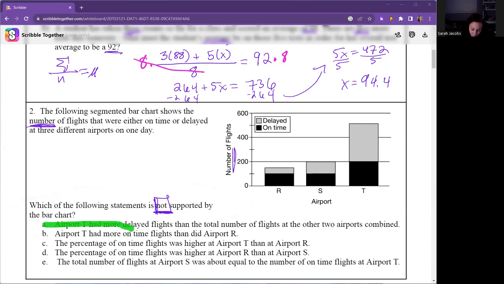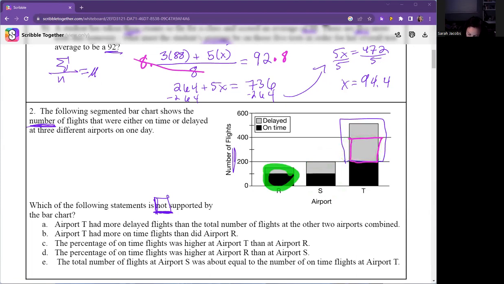Airport T had more delayed flights. Okay, so the delayed flights are this gray. So that's here, delayed flights. Then the total number of flights at the other 2 airports combined. So Airport S, we can see that the total number of flights looks to be right at 200. And then that takes up this whole chunk. So Airport S basically fits into this bit.